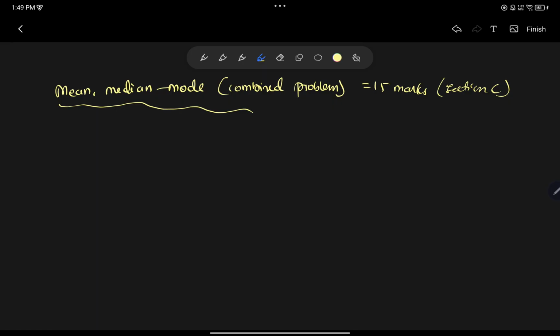In the previous year examination for 15 marks in section C, they have asked one question, calculate median, like this. But they may ask mean also, they may ask mode also, they may ask median also. We should be ready.